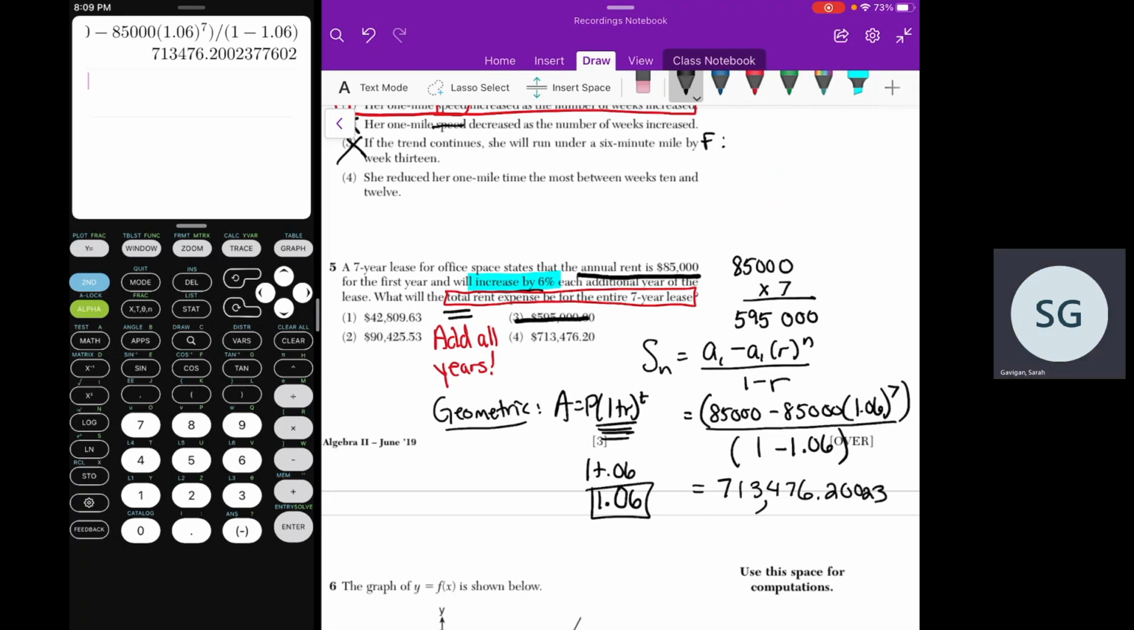So this is $713,000, which is closer to 595, but it's obviously above it because they're charging 6% more each year. That's my final answer, choice 4.